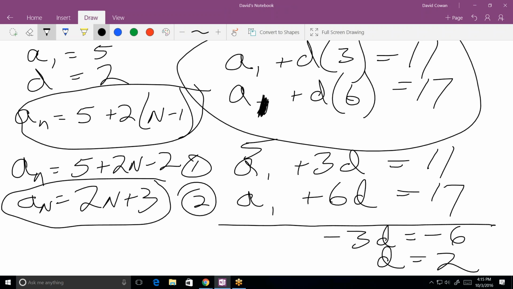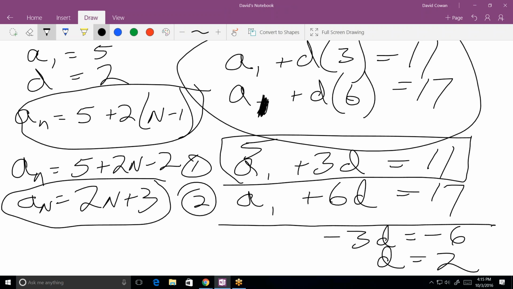Okay, and then how did you get 5? How did you know that a sub 1 is 5? Well, once I got d equals 2, now I'm going to go back into this equation right here, plug in d of 2, and a sub 1 plus 6 equals 11, therefore a sub 1 becomes 5.